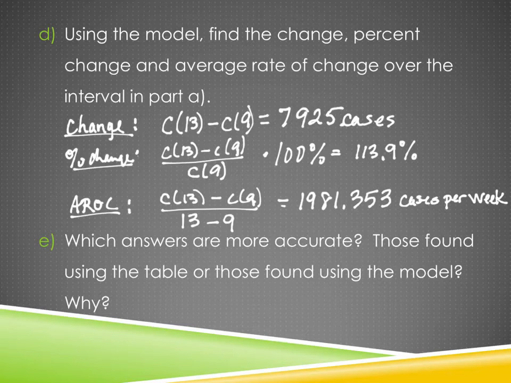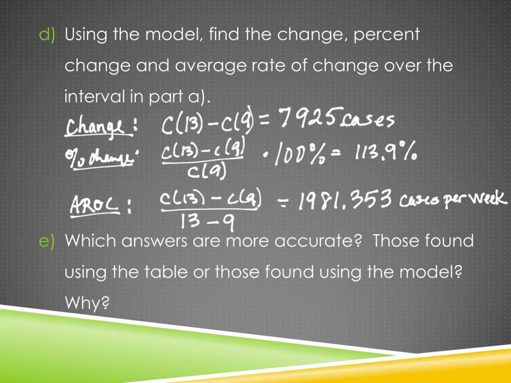Now, I think I probably should make a comment because it feels a little funny. Because on change, I told you we needed a whole number of cases. But for average rate of change, we can have a partial number of cases. And the reason is because the average rate of change is a rate. It's a rate at which something is happening. So we don't need a whole number for it to make sense. It makes sense in decimal form because we're talking about a rate, not a number of cases individually.